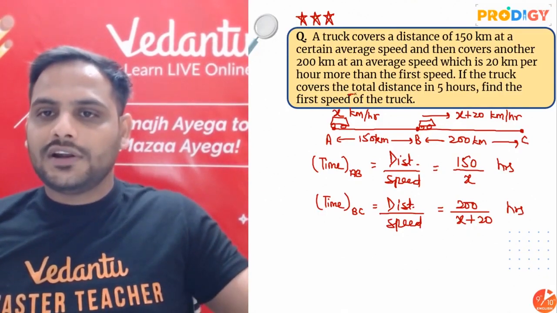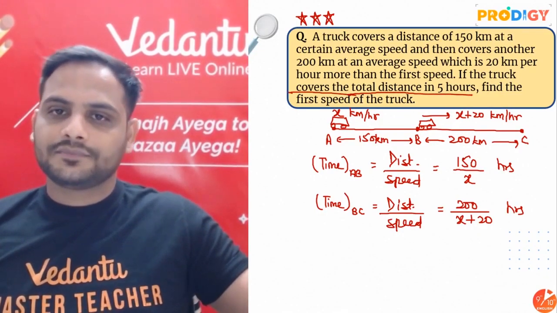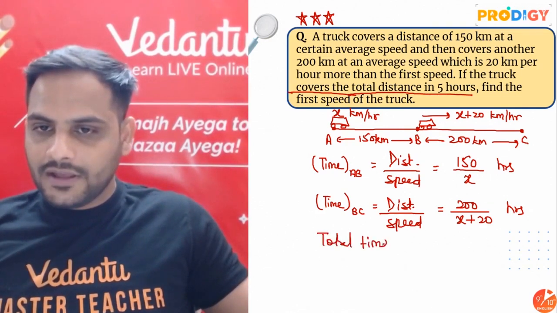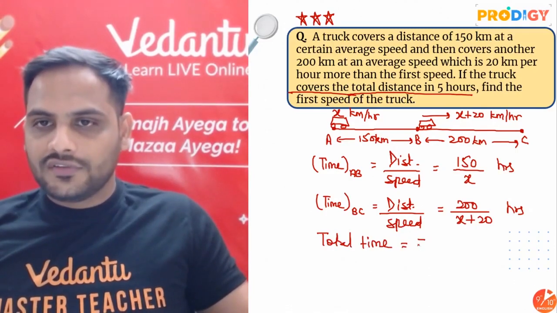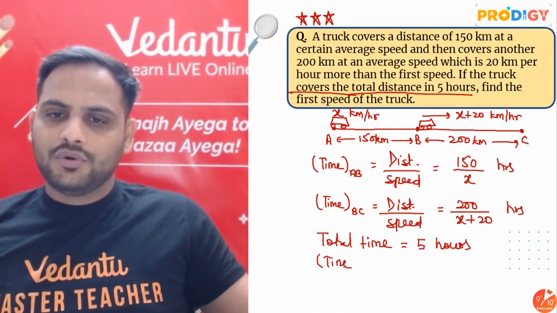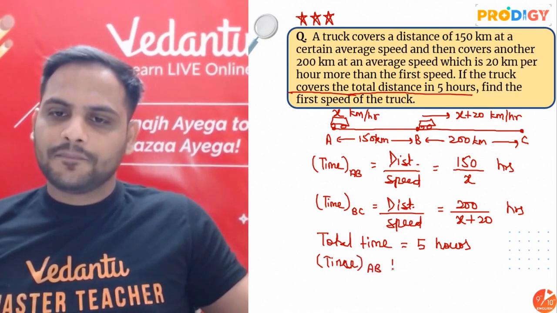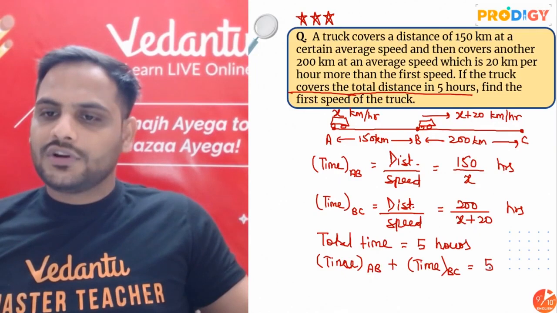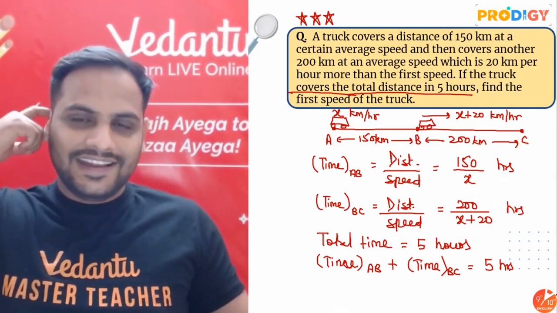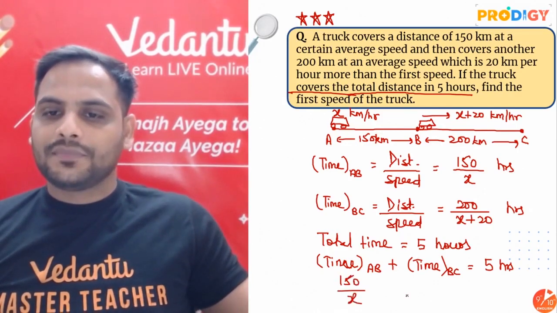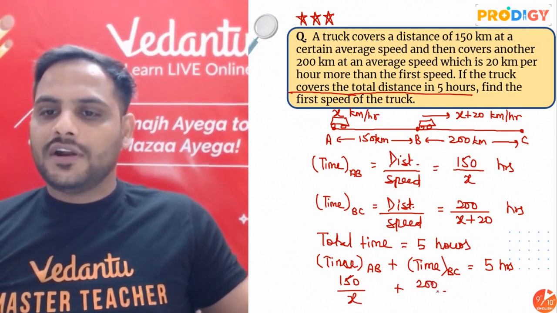Now it is saying the total distance is covered in 5 hours. That means total time taken is equal to 5 hours. And I can clearly say that time taken to move from A to B plus time taken to move from B to C is total equal to 5 hours. Yes or no? Right? Correct. So I can say time taken to move from A to B is 150 by x. Time taken to move from B to C is 200 upon x plus 20. And total time is 5 hours.